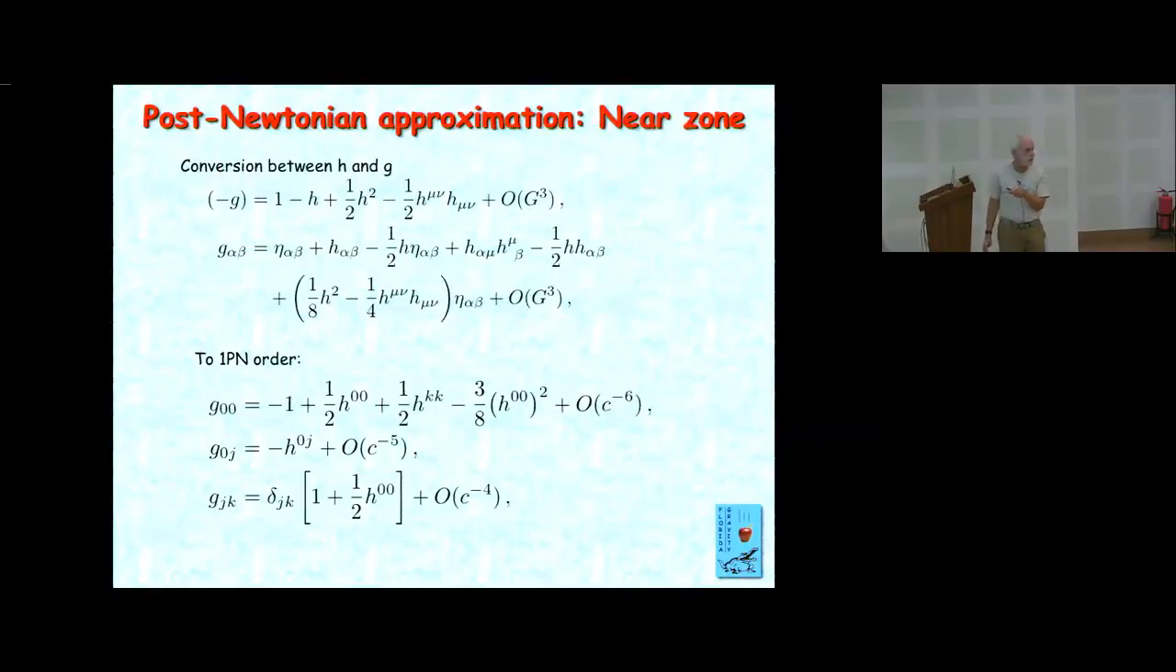If you've had courses in GR before, you'll recognize this as what's sometimes called the trace reversed H. So there's how it appears. But then there are quadratic terms in H.